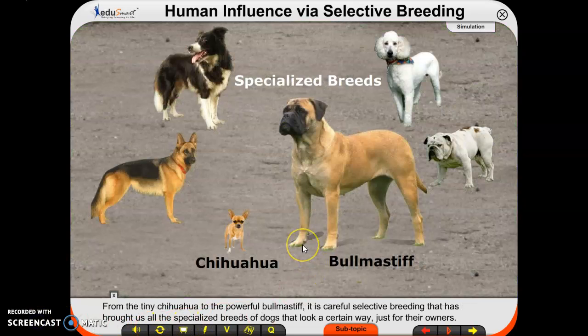One of the most common examples of selective breeding is through dogs. Depending on what kind of dog you want, you will find the two parents with the traits that you would like and have them breed. So that's an example of selective breeding. I hope this helps you guys understand the difference between the two.